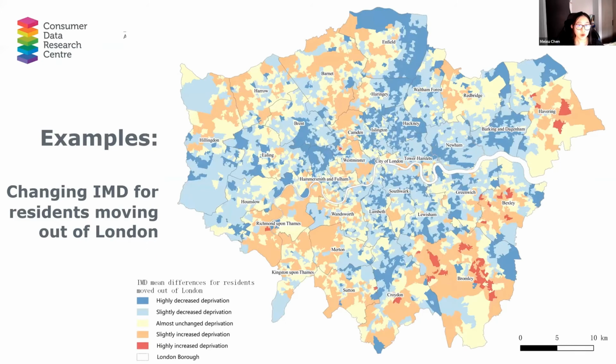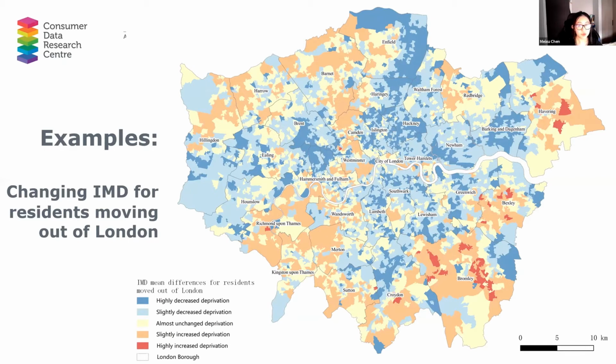So our ongoing work is to create an index to show how social deprivation changed over a 20-year time period. Take London as an example. We used a harmonized 2019 IMD to show the changing IMD for residents moving out of London to other areas in Great Britain by LSOA level. The blue color represents highly decreased deprivation, and the red color represents highly increased deprivation.